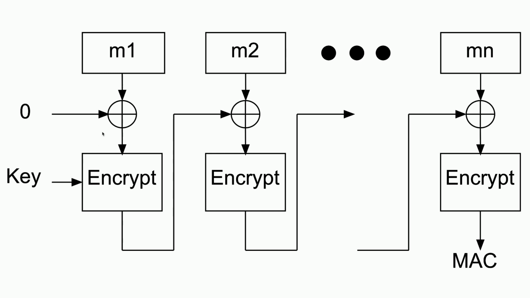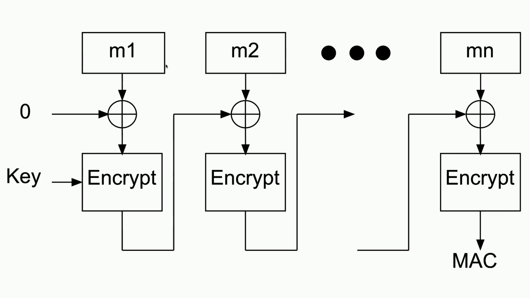So the key is actually public. We don't need to keep that key a secret. It's not like keys usually are in cryptography. So we take all our messages. We start with what's called an initialization value of 0, XOR it with message 1, encrypt it, take the next message, XOR it with the output of the encryption, encrypt it, and so on until you get to the last block, encrypt it, and here's the MAC.